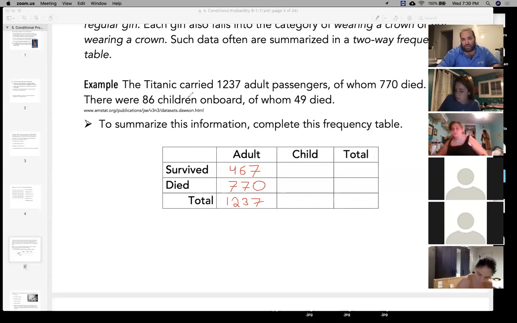Now, there were 86 children on board. So where can I put in 86? In the total for child. Total for child, 86 right here. Of whom 49 died. So what can I fill in? 49 in the child died category.